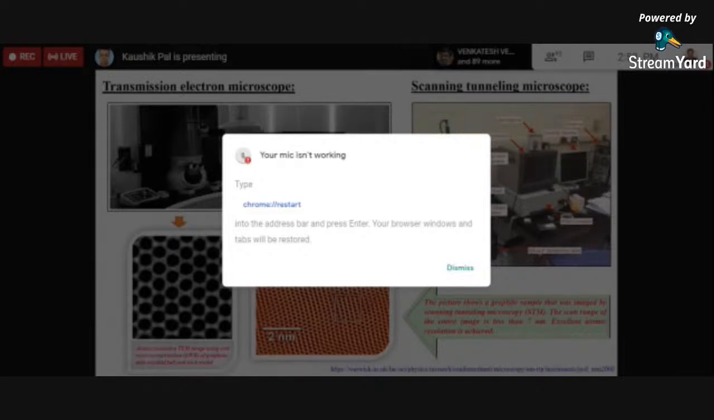So here is the image of the transmission electron microscopy. The picture shows a graphite sample that was imaged by scanning tunneling microscopy, STM. The scan range of the entire image is less than 7 nanometers. Excellent atomic resolution has been achieved. So this is the TEM image, and this is the image of the scanning tunneling microscopy.